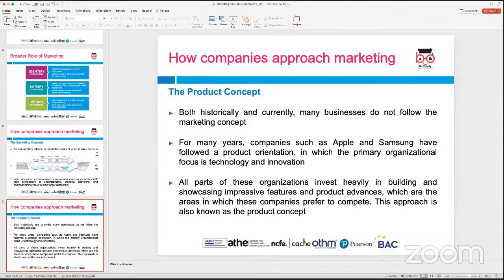One of the things which, Sumit, you mentioned earlier when I asked, you mentioned quality.